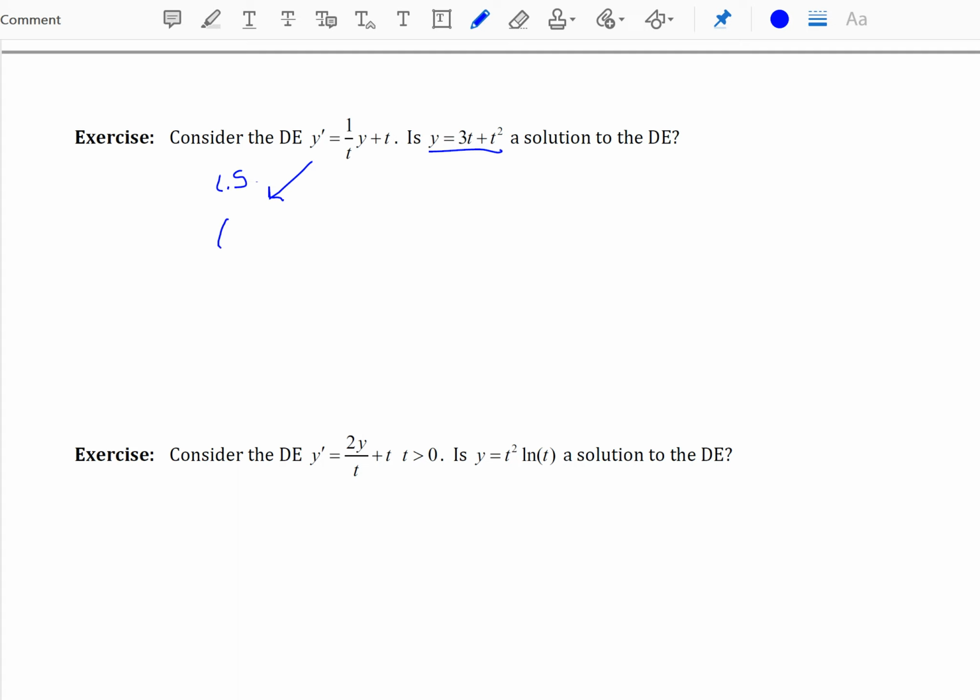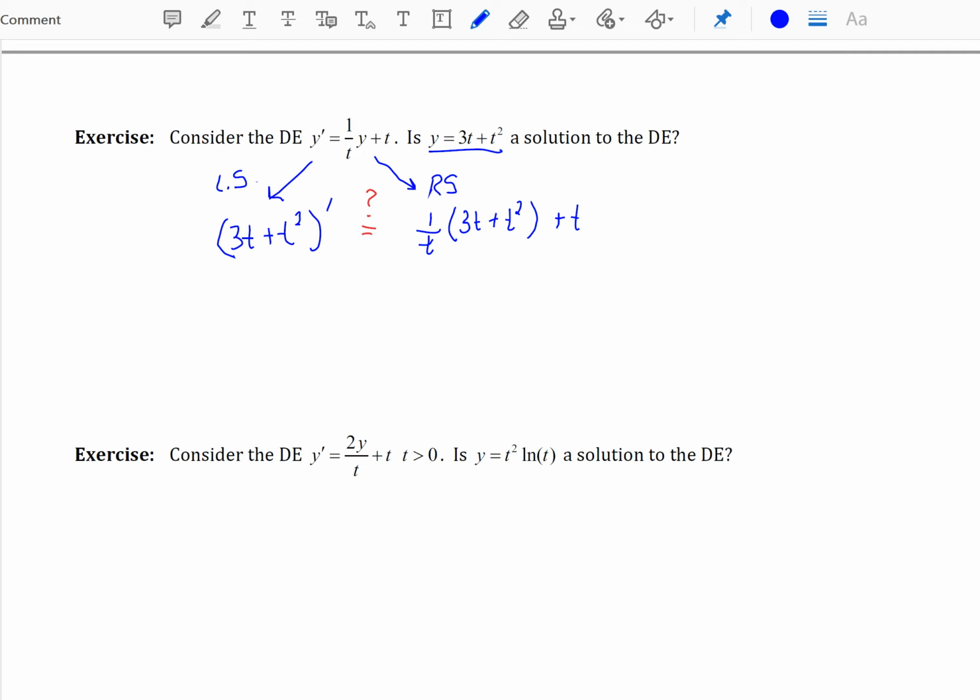So here we're going to take the derivative of 3t plus t squared, and we're going to ask, is it equal to the right side of the differential equation? Will evaluating 1 over t times 3t plus t squared, plus t, be the same? Are these going to be equal?